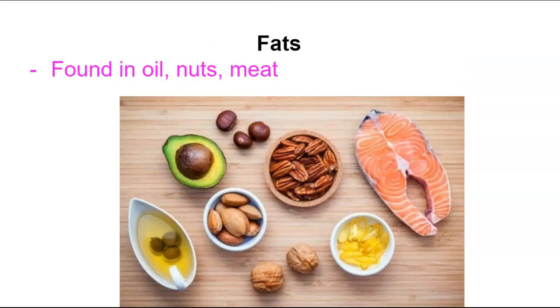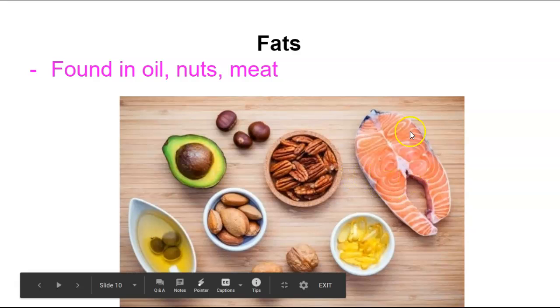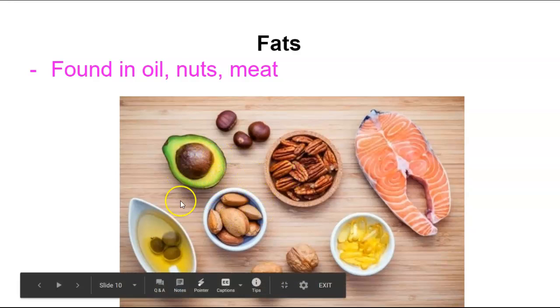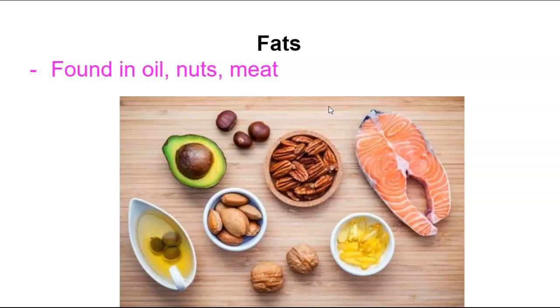So some examples found in a lot of oil, nuts, meat. Not all meat has fat, but a lot of meat does. This is salmon here. A lot of red meat has more fat in it. Dark meat has fat in it. So nuts, avocados, oils, those all have fats in them.